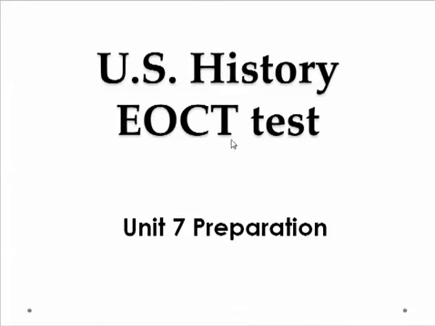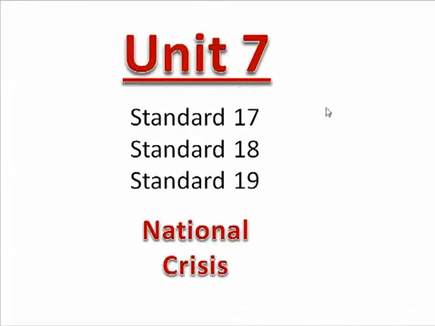Okay, let's turn now to Unit 7, preparation for the EOCT. In Unit 7, we will cover Standard 17, Standard 18, and Standard 19 of the U.S. History Standards for the EOCT and, of course, test. And the title of Unit 7 is A National Crisis.